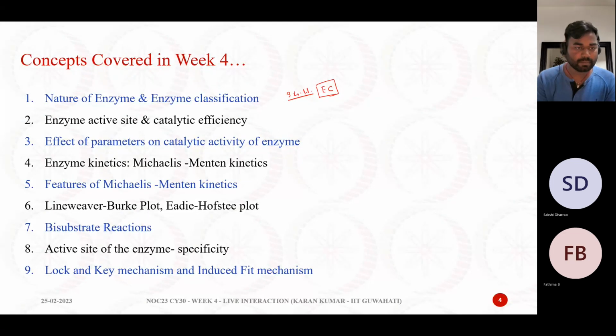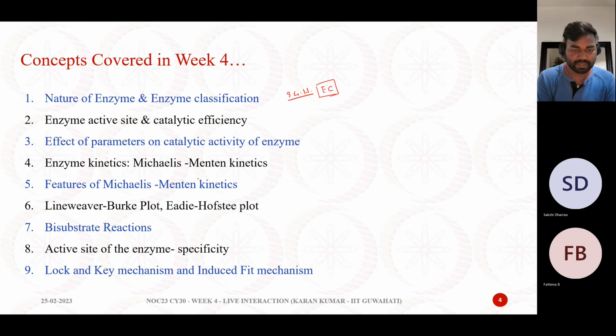Then ma'am talked about the active site and its catalytic efficiency, how to determine the catalytic efficiency of a particular enzyme, and what the amino acid residues involved in the enzyme active site are. Then she talked about the effect of parameters on the catalytic activity of enzymes. There are several parameters, process parameters, environmental parameters and many more, which can affect enzyme activity. Then she talked about Michaelis-Menten kinetics.